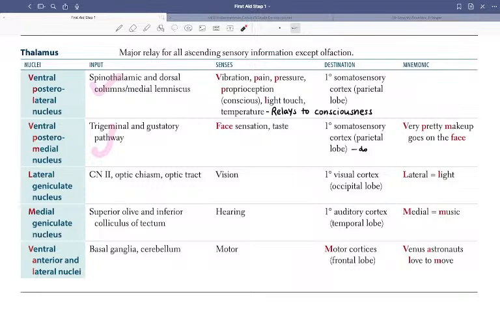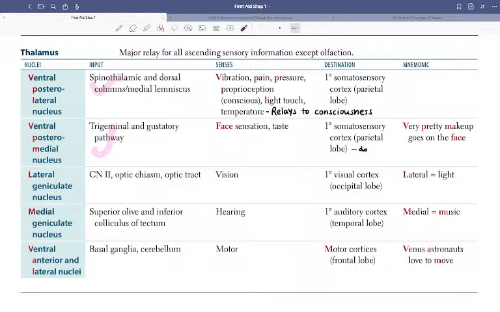Next is the ventral anterolateral, or ventrolateral. This is supposed to receive from the basal ganglia and cerebellum. So ventral anterior and ventral lateral receive from the cerebellum and basal ganglia, and they go to the primary motor cortex only. And yeah, I think it's fine. Just remember the olive and this.